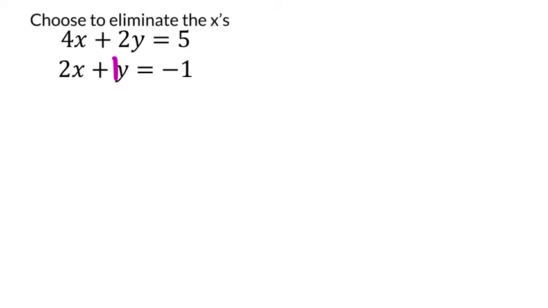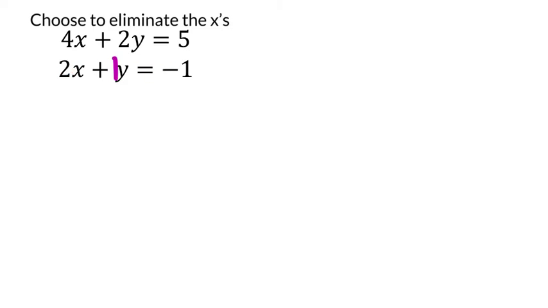So on this one, I chose to eliminate the x's. Now I see that the 4 is a multiple of 2. Now some people, to force these to be opposites, choose to say, this equation I'm going to multiply by this coefficient of 2, and then this equation I would multiply by this coefficient of 4.